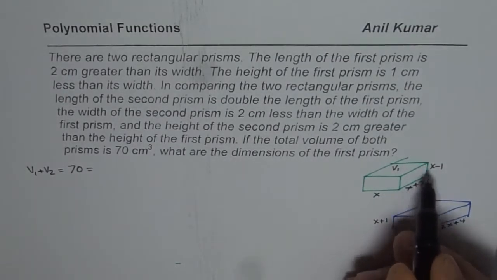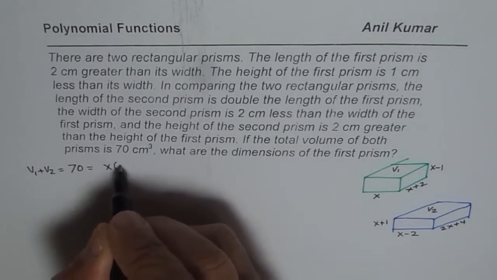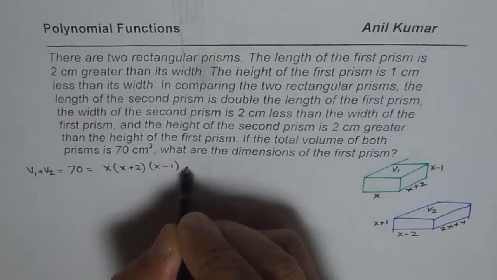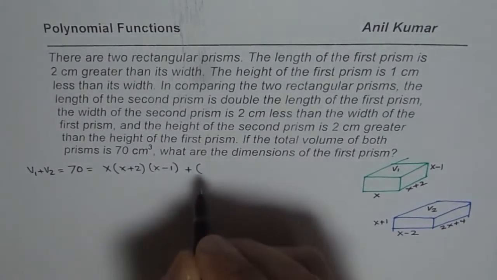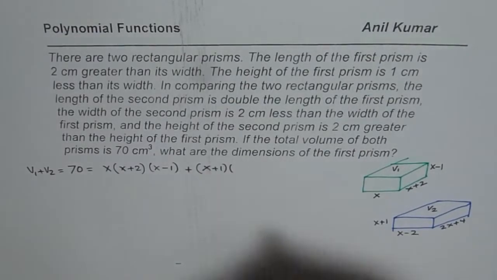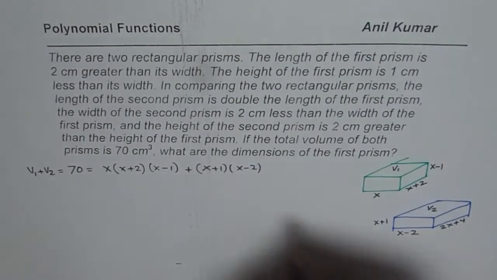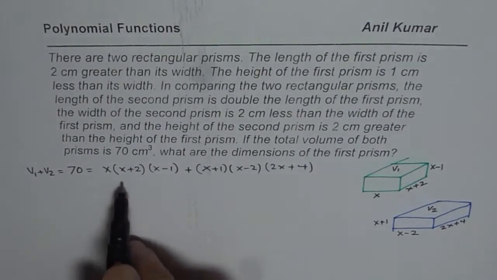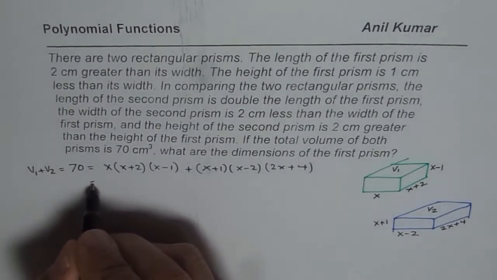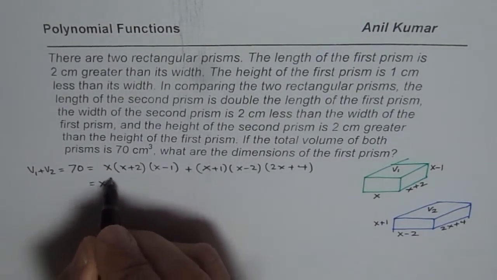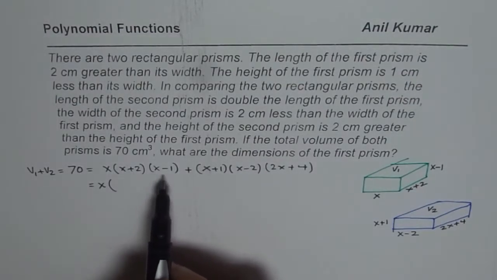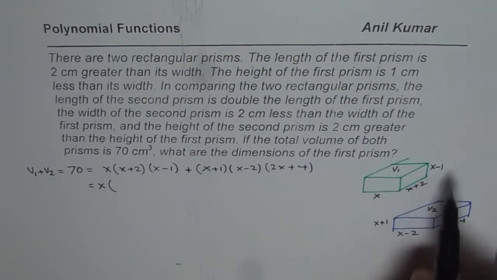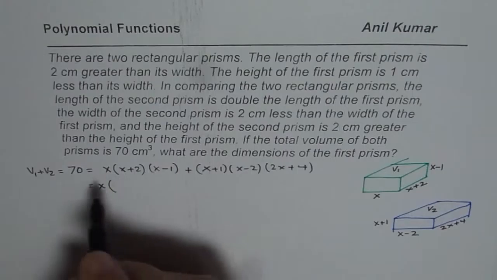Volume is length times width times height. So we'll do x times x plus 2 times x minus 1 and add the other prism's volume. So multiply the three dimensions given to you, x plus 1 times x minus 2 times 2x plus 4, right? So that is it. Now you need to expand them carefully. So let us expand. We'll just multiply these two first, keep x away. Some of you can factor out x plus 2 or some common factor if there is any. There is none. There is no common factor.